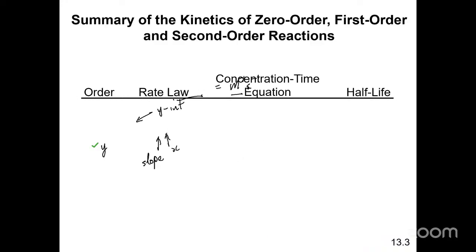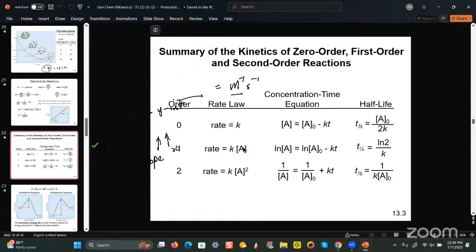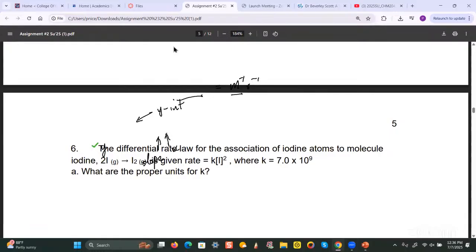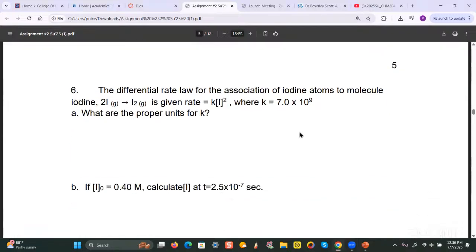So let me go to the assignment again. And let me clear this. Okay, so this question, scroll a little bit. This question says, well, let me write down the equation first that you're going to need. So this is for a second order reaction. 1 over the concentration of A is equal to 1 over the initial concentration of A plus KT. So that's the equation you're going to use, right?